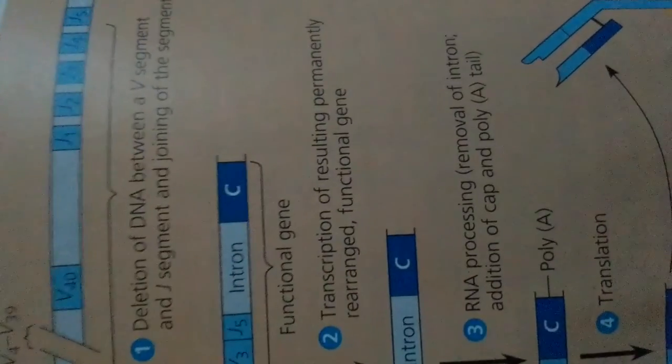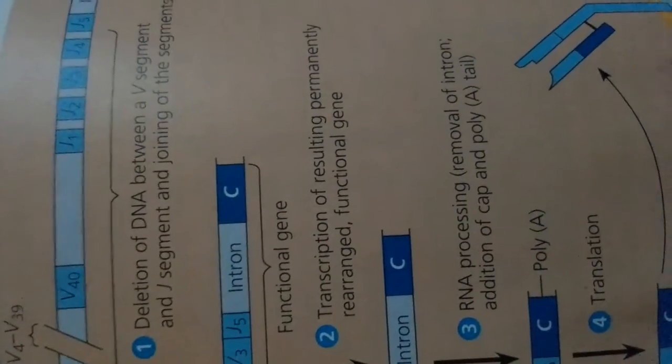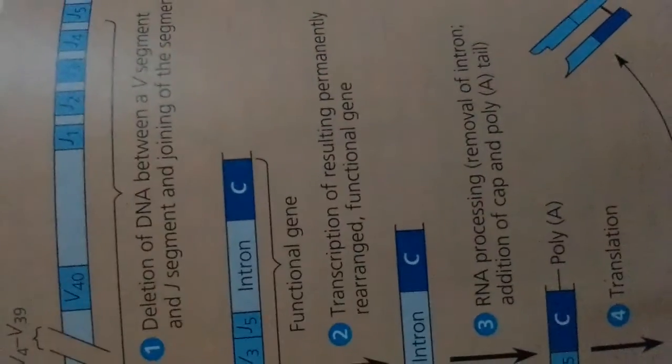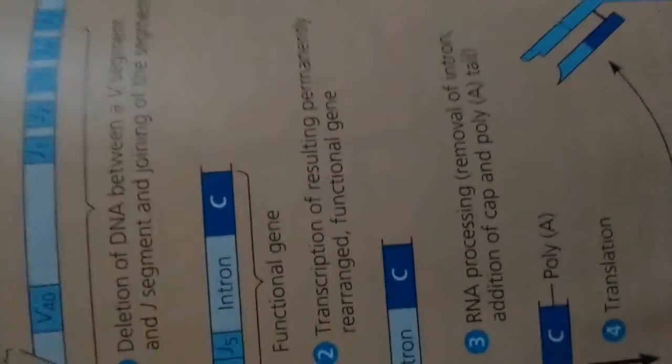For the most part, lymphocytes bearing receptors specific for molecules already present in the body are either destroyed by apoptosis or rendered non-functional, leaving only lymphocytes that react to foreign, non-self molecules.